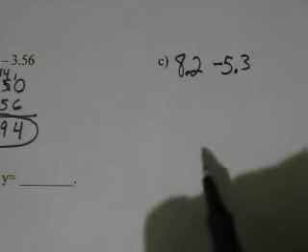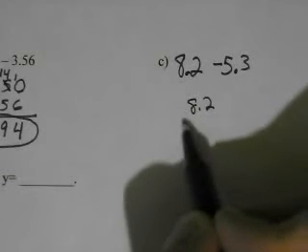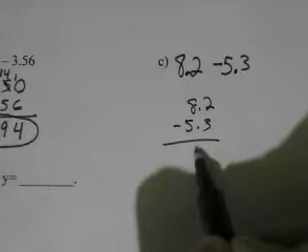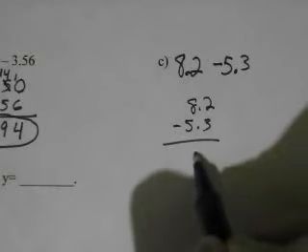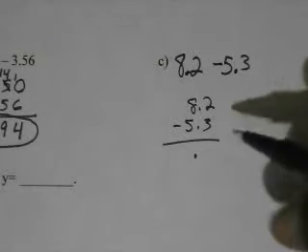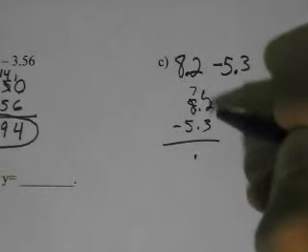Alright, hopefully you had a chance to try the problem out. Let's start with 8.2 minus 5.3. I hope you had your decimals lined up. Now when you subtract here, you're going to notice that you have to borrow to subtract. That's okay. Borrowing happens exactly the same as it did before.